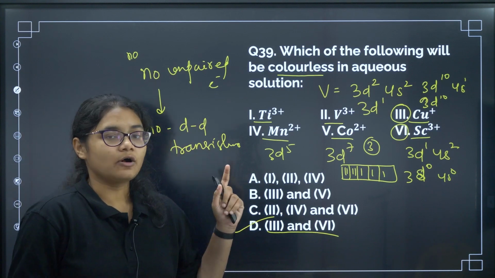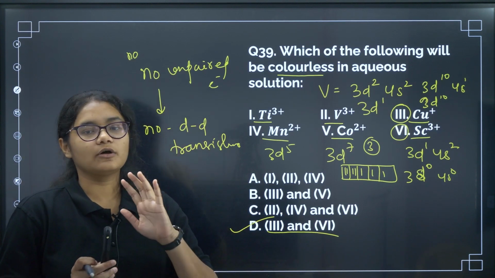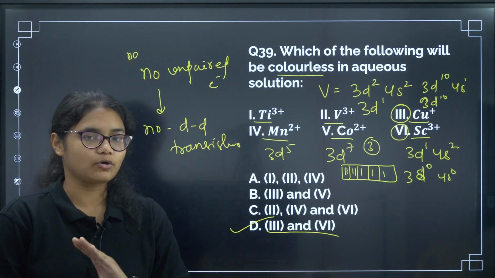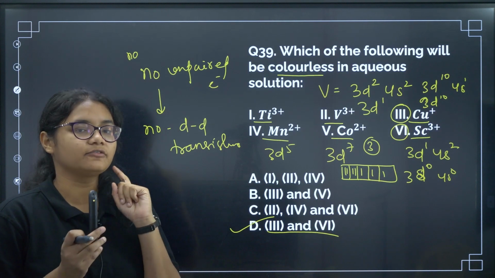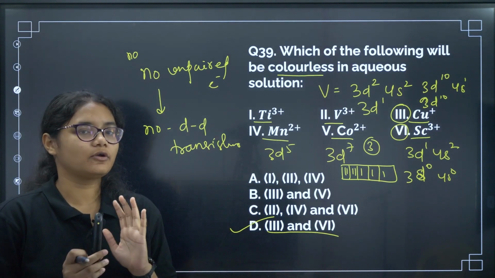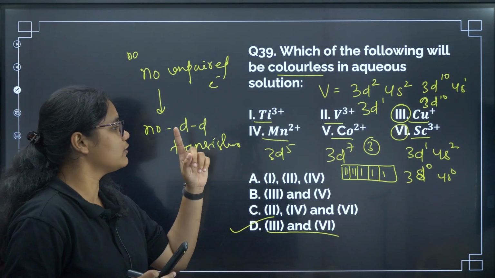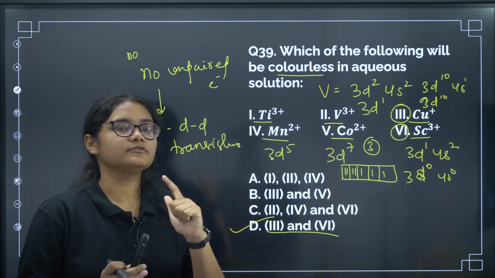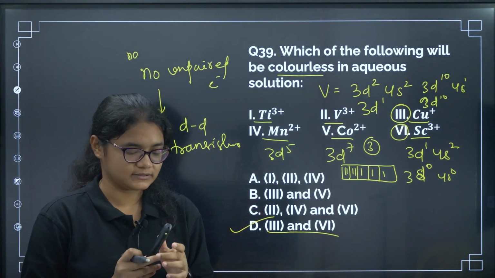So you can solve these types of questions only if you have remembered the electronic configuration. So just remember from scandium to zinc, all the electronic configurations are very important to solve questions on color and to solve questions on magnetic properties.